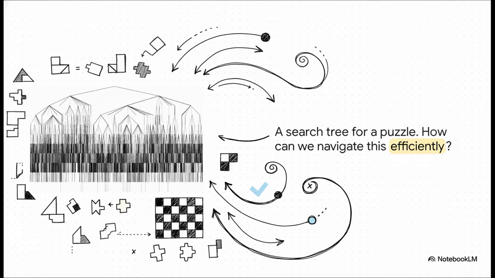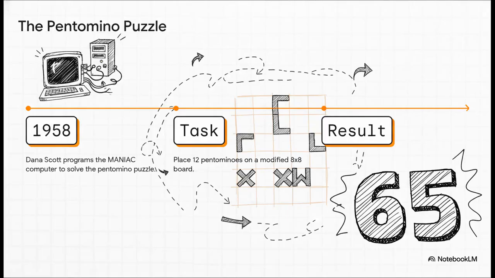The goal is to fit 12 totally unique shapes, they're called pentominos, onto a chessboard. Every single branch you see here is a choice the computer makes, and as you can probably tell, most of them go absolutely nowhere. Figuring out how to navigate this maze without getting lost forever, well, that's the core of our problem. And believe it or not, this is not a new problem.